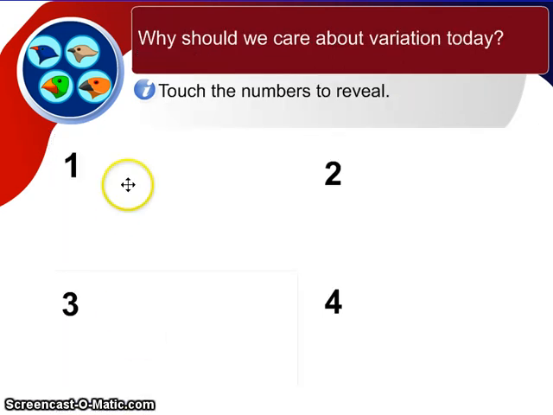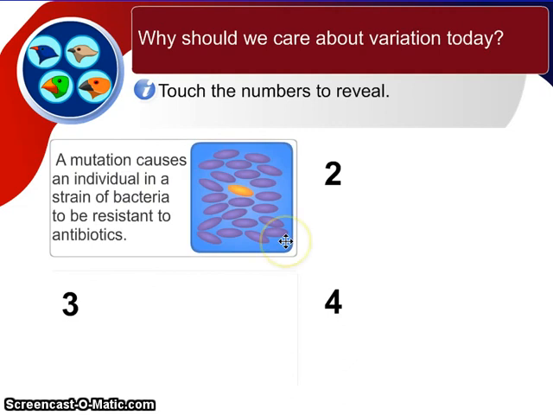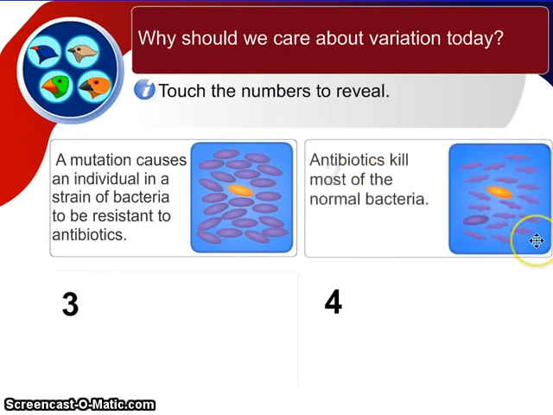So, why should we care about variations today? Well, think about when you have an infection and you end up having to take antibiotics. If there is a mutation in an individual strain of bacteria, not a virus, that can be resistant to antibiotics, what will begin to happen over time? The antibiotics will end up killing the bacteria that is not resistant to it.